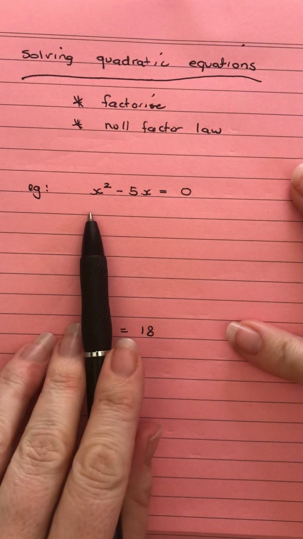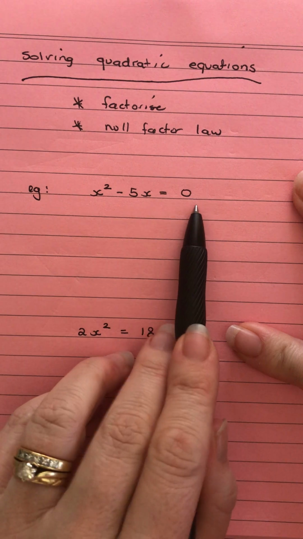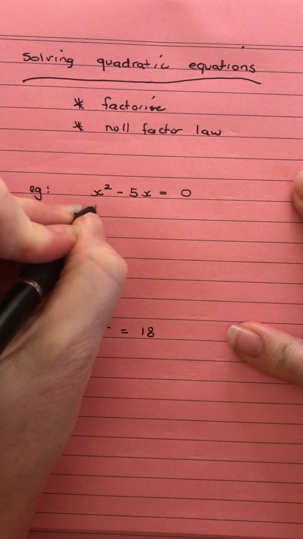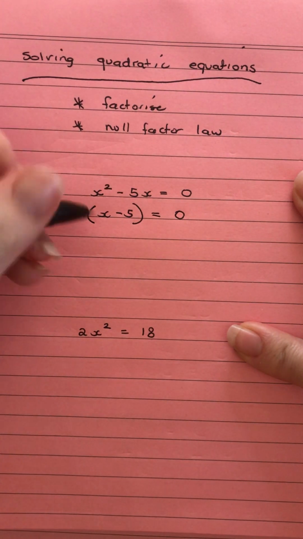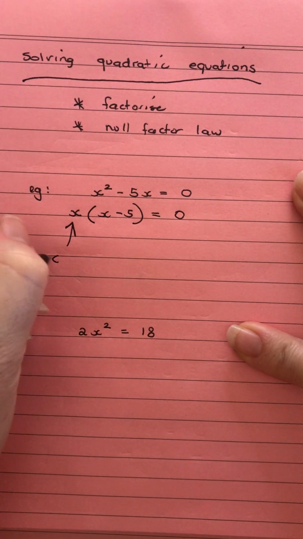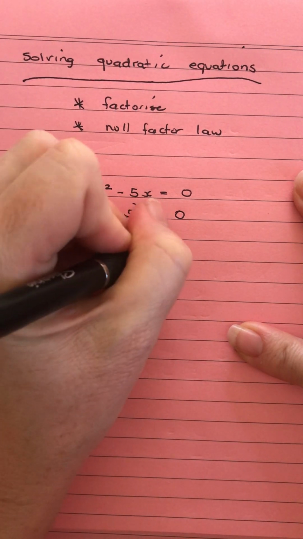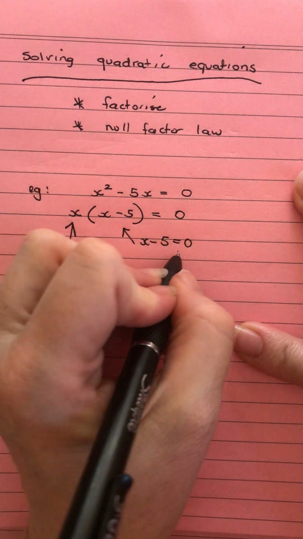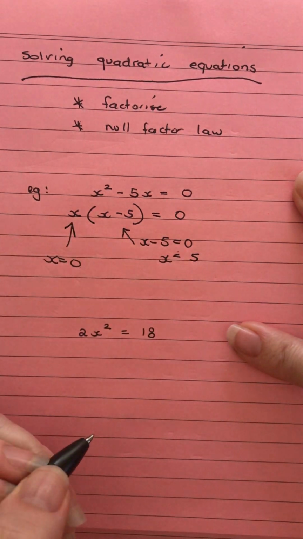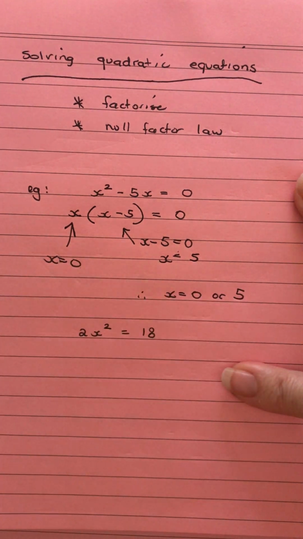So looking at our first type, we want to factorize this because we've got our 0 over here, which is what we want. Then we'll do x outside of x take 5. So we factorize that. So then we can say that either x equals 0 or x minus 5 equals 0. So x equals 0, that's finished. X minus 5 equals 0, I need to say that x is equal to 5. So therefore, x is equal to 0 or 5.